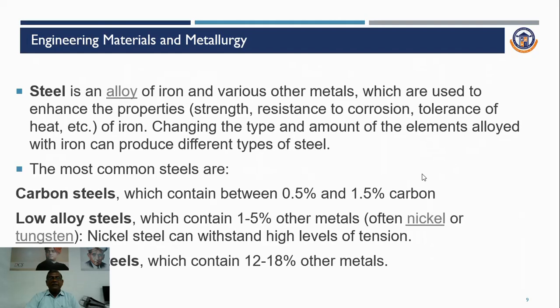Carbon steel is normally used. You have low carbon steel, medium carbon steel, and high carbon steel. Low alloy steel is a steel with lesser alloying elements, up to 5% of alloying elements. High alloy steel is in the range of 12 to 18% of alloying elements.